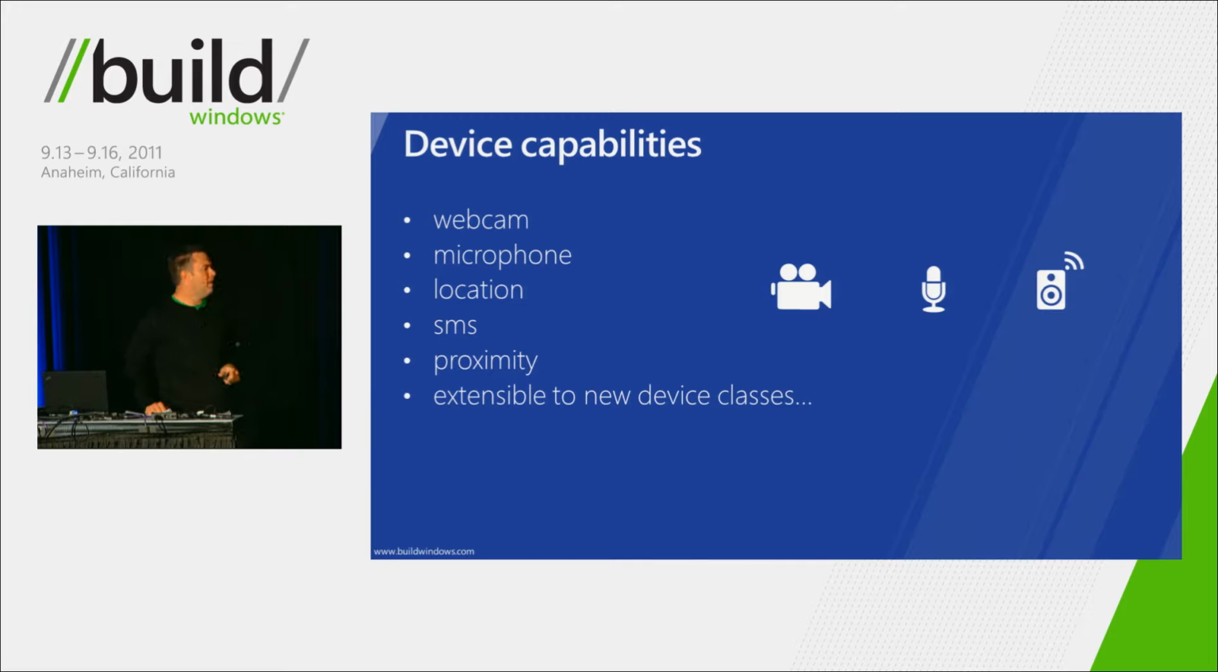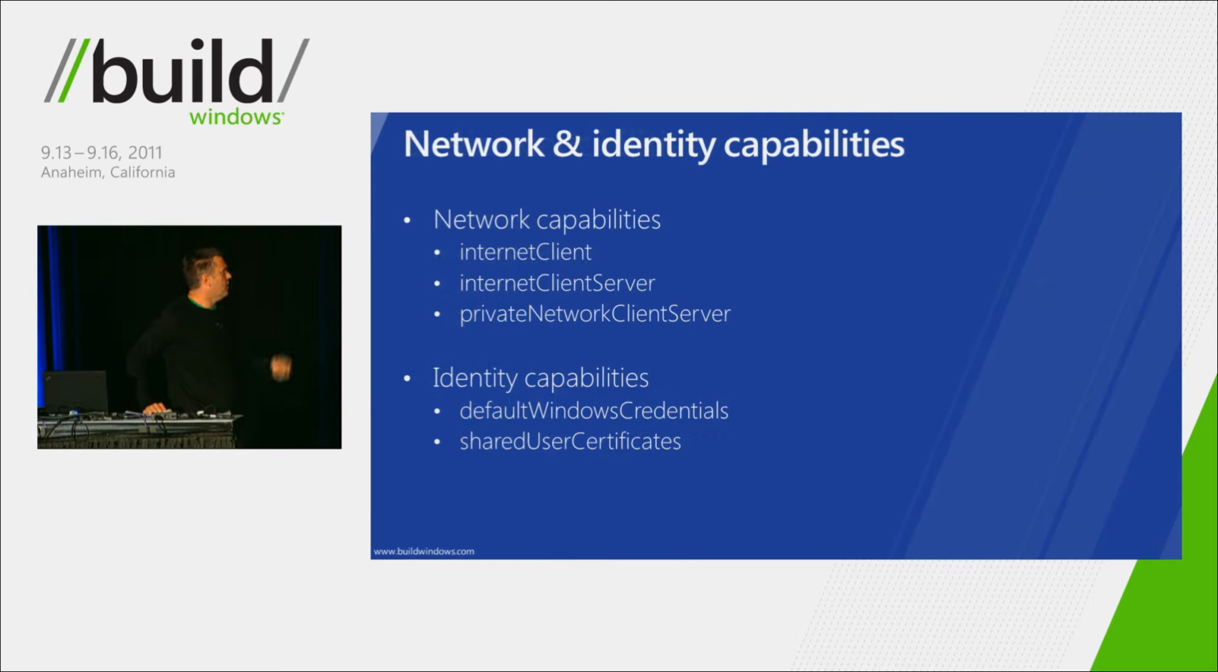If you want more information on that, that's going to be covered in Talk 747, Building Metro-style Apps to Connect to Specialized Devices. The final two categories are network and identity capabilities, which aren't the focus of this talk. I'll give you a little summary just to complete the overview.